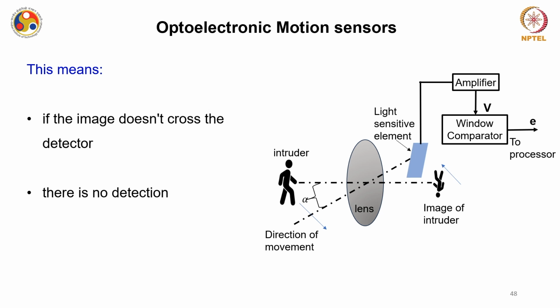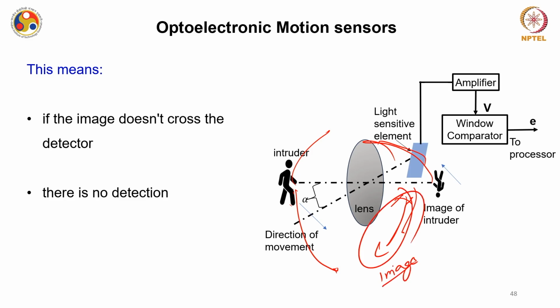So for precise detection, this person, while moving in this area, has to cross this light sensitive element. If the image of this intruder doesn't cross this area, there will be no detection, even if he is in movement, and if the movement of the image is confined to this particular area, all right.